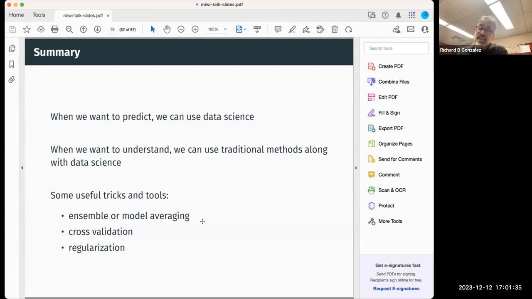If you want to understand something though, then data science alone isn't going to help you. But traditional methods may not be helpful either, because there might be insights from the way data science views this analytic process that could help us get a deeper understanding that we are unable to get with traditional methods. And I think I'll just wrap up there because I'm out of time.